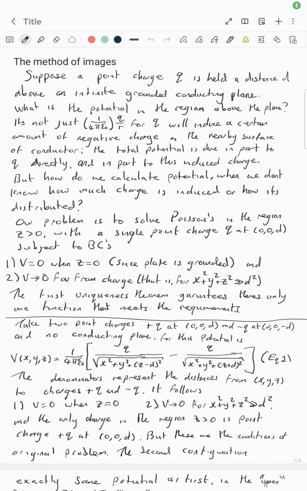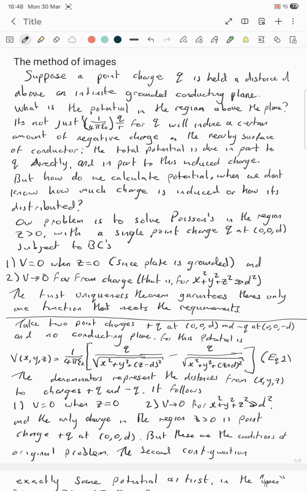The method of images. Suppose a point charge Q is held at a distance d above an infinite grounded conducting plate. What is the potential in the region above the plate? It will induce a certain amount of negative charge on the nearby surface of the conductor.